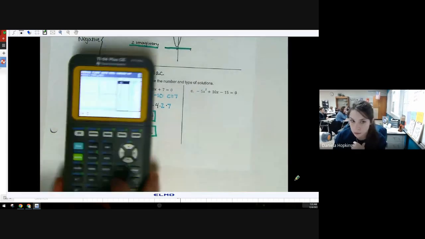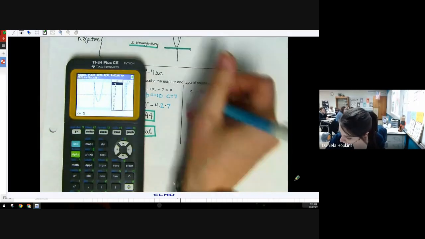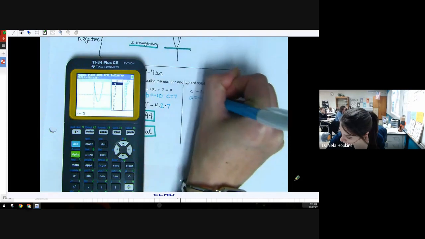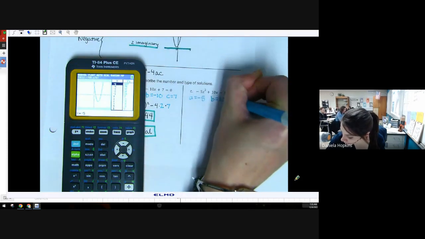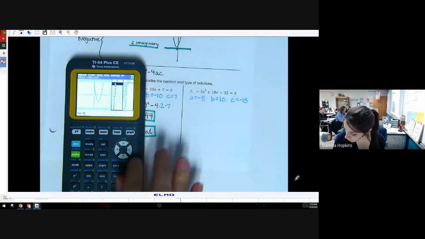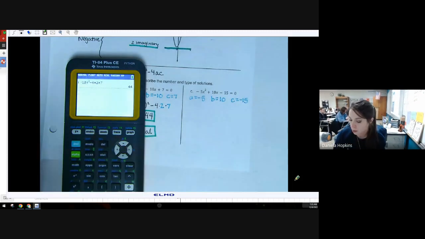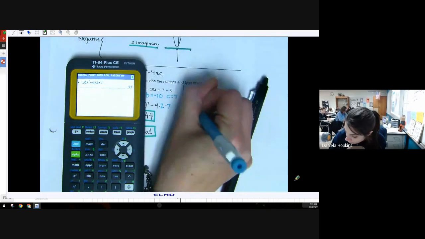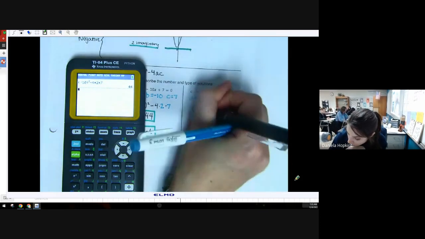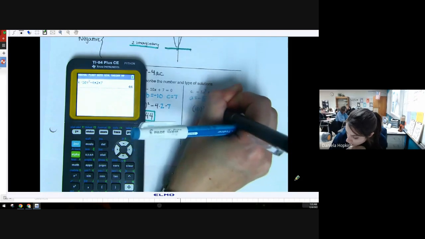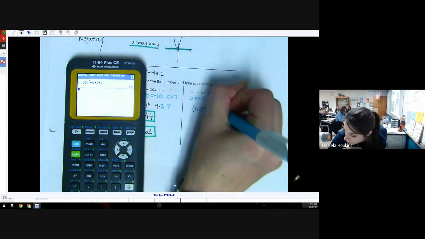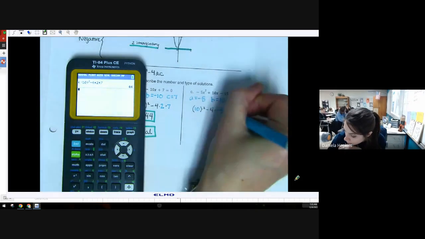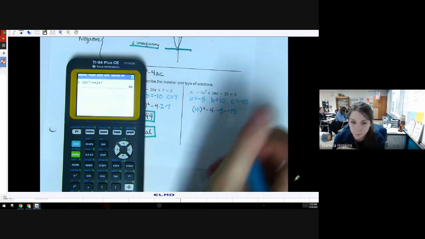Last one. Let's look at part C here. I will start by naming my a, which in this case is -5, my b, which is 10, and my c, which is -15. I can plug these into my discriminant. I will do parenthesis, this time it's positive 10 squared, minus 4 times my a, which is -5, times my c, which is -15.